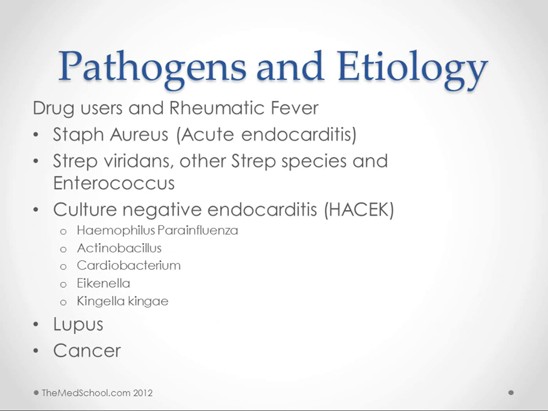So we think about drug users and rheumatic fever as the main populations that get infective endocarditis. They're, of course, not the only populations that get it, but they are some of the most common. Rheumatic fever is declining in the population, so we're going to be seeing less of that, especially as we get into practice later on. But the drug users, I'm sure we will keep seeing.